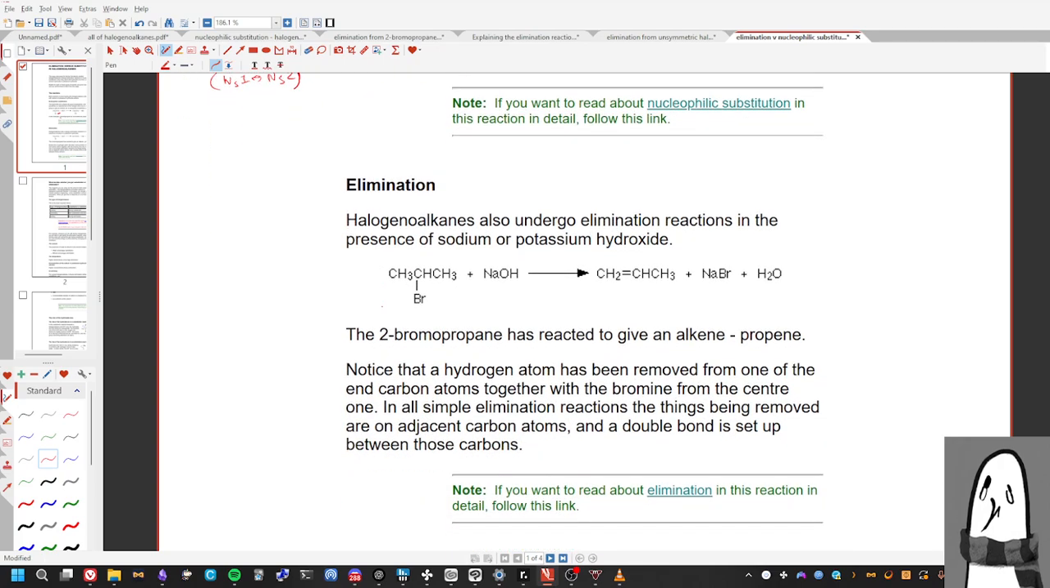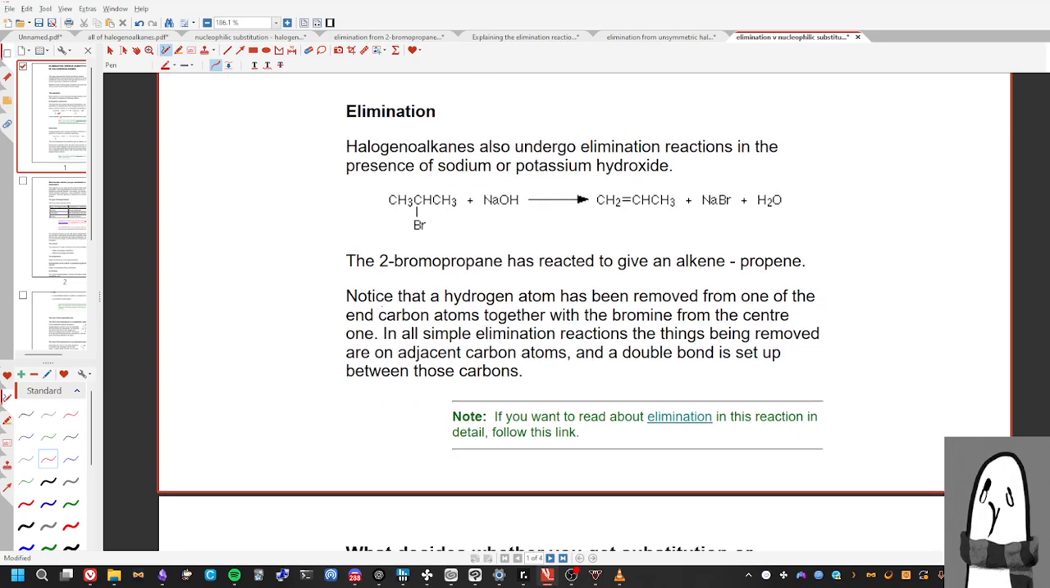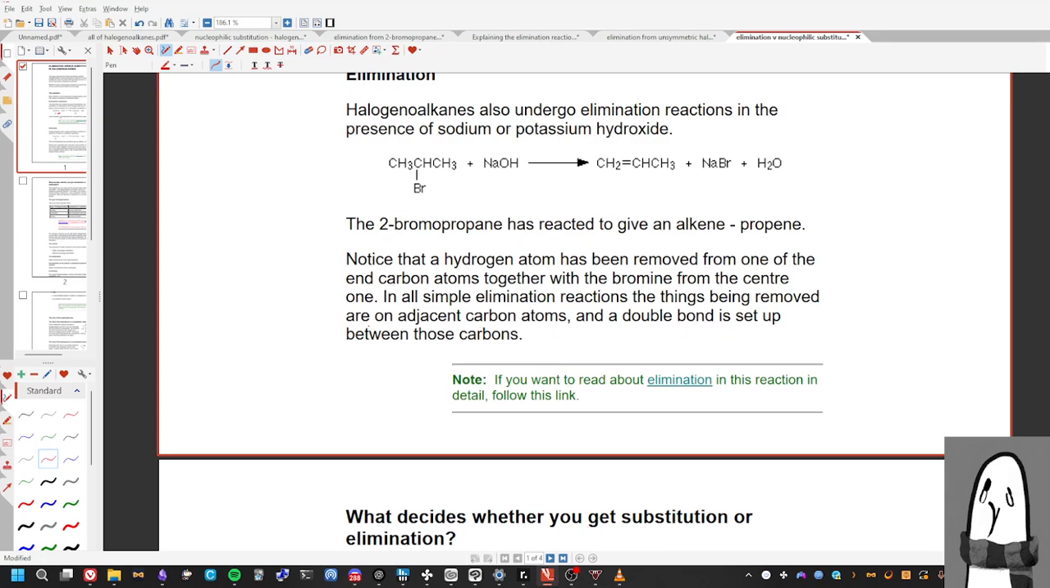Elimination. Halogenoalkanes undergo elimination reactions in the presence of hydroxide. 2-bromopropane is converted to give an alkene, and in this case it would be propene. Notice the hydrogen atom has been removed.